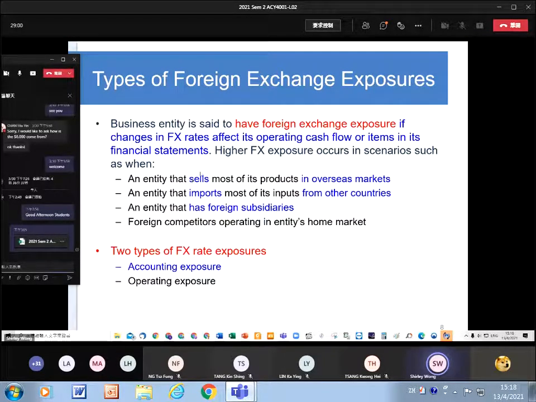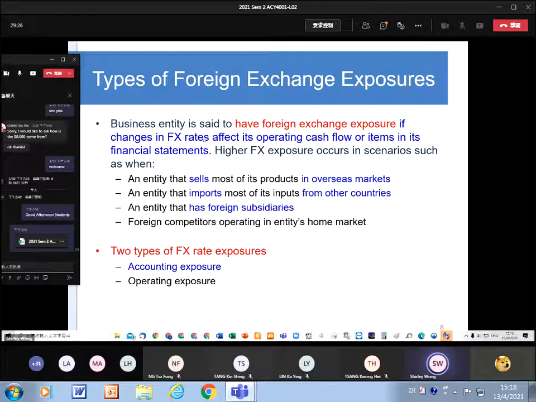It is because they may sell goods in overseas markets and then they receive foreign currency, or they import inputs from another country and then they need to pay in foreign currency. Or simply, they are foreign subsidiaries. They have a parent company that is located in a different country from them. Therefore, in this case, you have a chance to deal with foreign exchange.